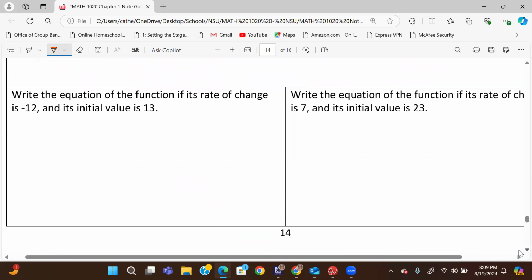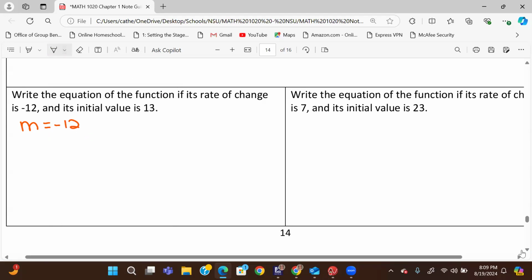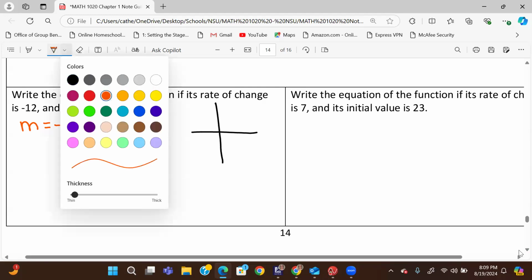All right, so write the equation of the function. If the rate of change is negative 12, the initial value is 13. So think about what is the rate of change in the context of an equation. The rate of change is the what? The slope. And then let's look at the initial value. I'm going to graph it and you're going to tell me what it is.